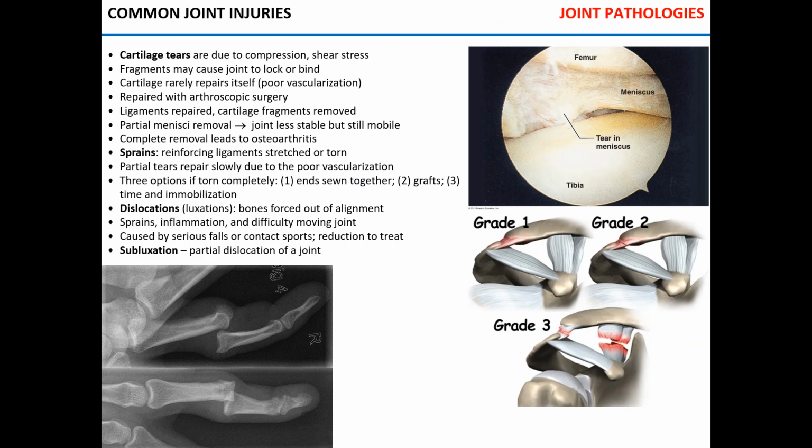So there are some common joint injuries. First one will be the cartilage tear. Here you can see a torn meniscus. The fragments of the meniscus, for instance, can lock the joint, so it will reduce the mobility. The problem is that cartilage is poorly vascularized, so it doesn't really repair itself well.